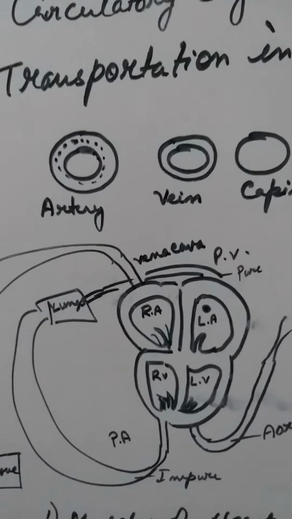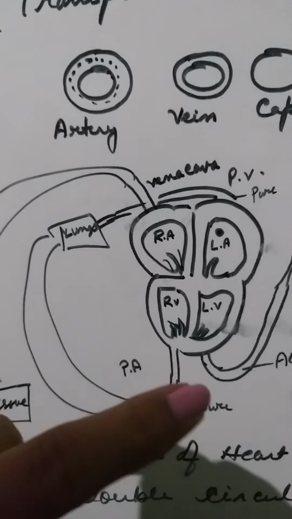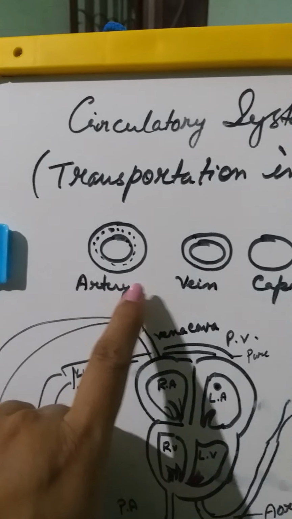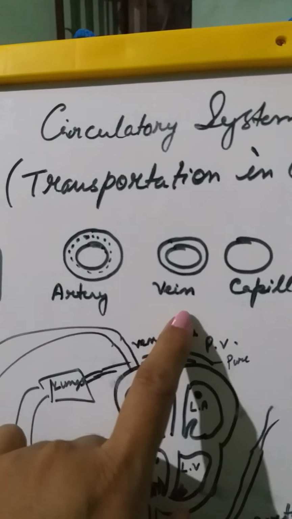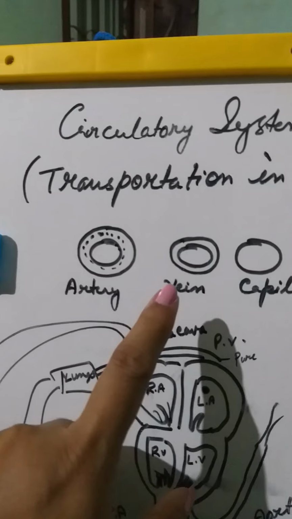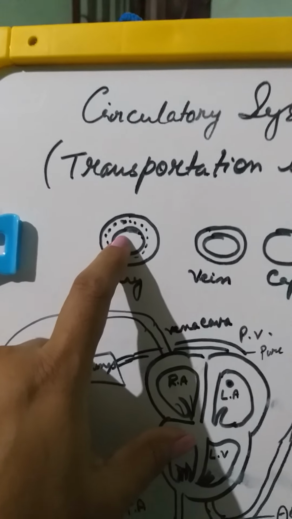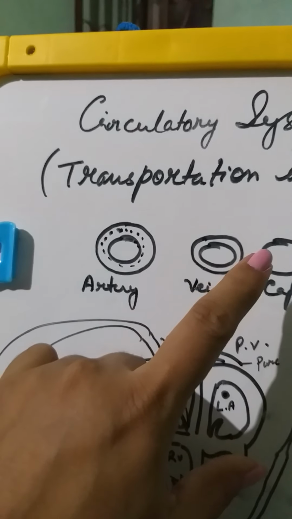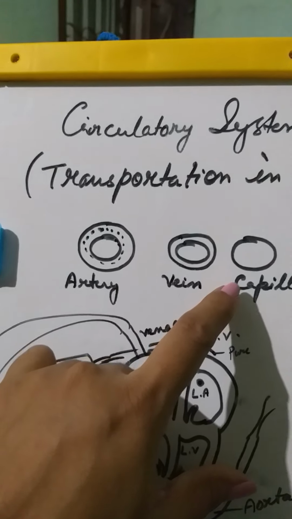Now see here, it is a rough diagram of a heart, and here you see three circular structures. One is the artery, the other is the vein, and this is the capillary. If you can observe, inside is the lumen, that means the cavity within the tube. You can say that these are tubes. One is thicker, one is a little thinner, and another one is very thin.